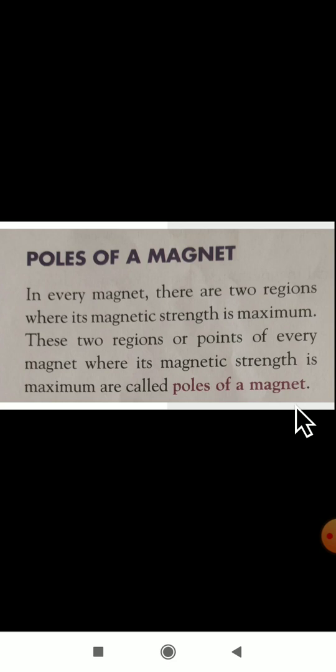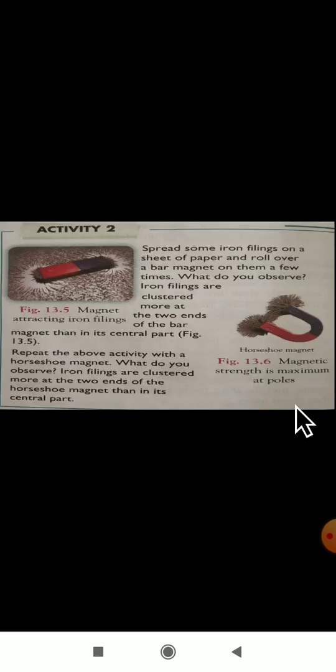Yes, two points, two regions. First, at the end they will be there. The two regions or points of every magnet where its magnetic strength is maximum are called the poles of a magnet. What are the poles of a magnet? You have to write this definition.